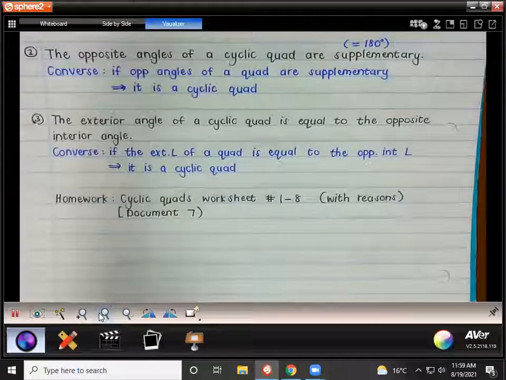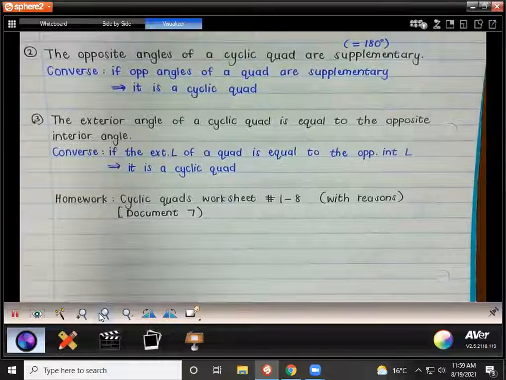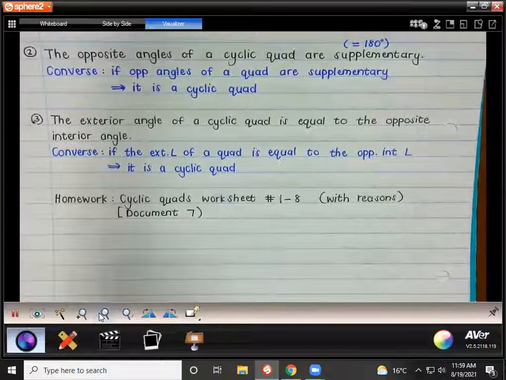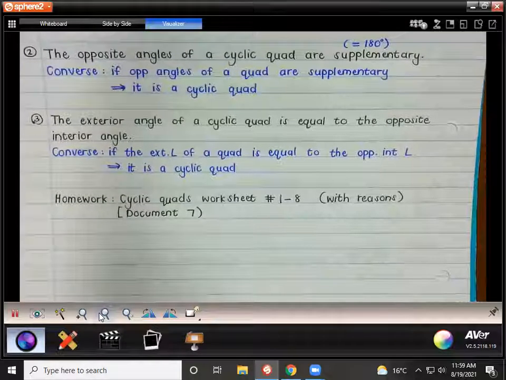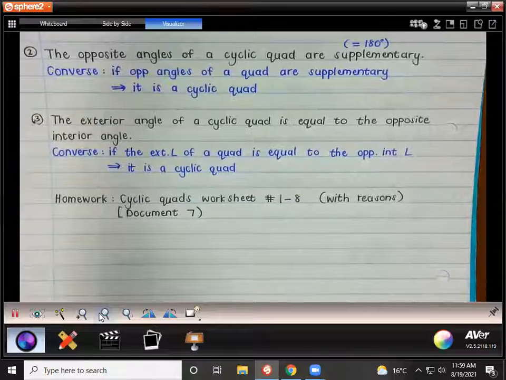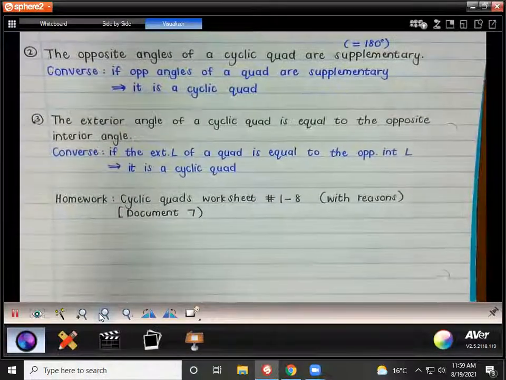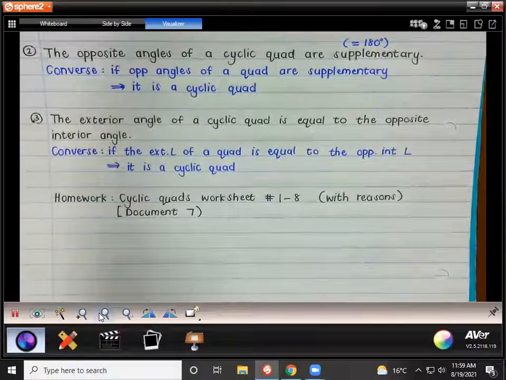Guys, I'm going to mark this homework with tomorrow's group tomorrow. So try and do it for tomorrow, or at least before you watch tomorrow's lesson, because then we're going to practice the converses. We might also do the proof tomorrow. So it's very important that you watch that lesson.